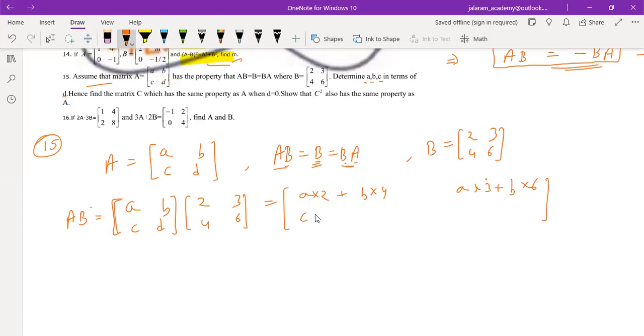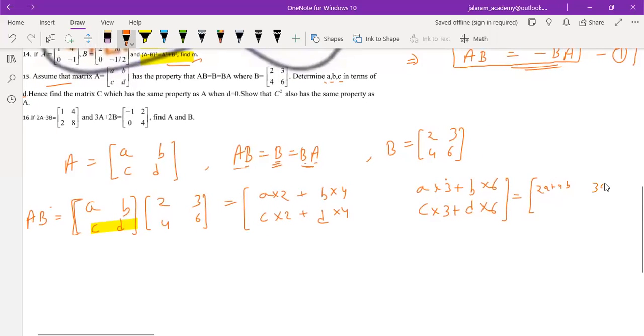Then second row of first matrix, C, D, with 2, 4 and 3, 6. In this way, it can be multiplied easily, giving 2A plus 4B, 3A plus 6B, 2C plus 4D, 3C plus 6D.